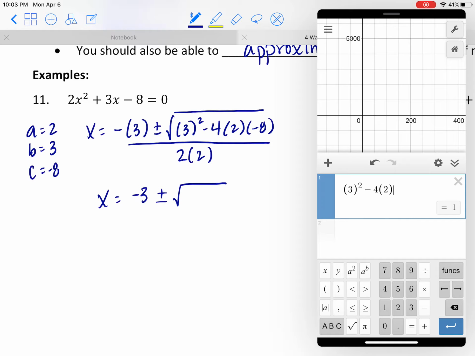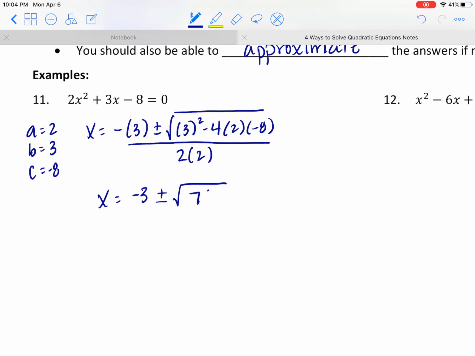So I'm not going to put the square root in the calculator, just the part underneath, the radicand. So 3 squared minus 4, parentheses 2, oops, how did I not get the 2 in there? And then negative 8. I could probably do some of that work in my head, I just don't want to risk making any mistakes. So it's 73 by a calculator. And then on the bottom, 2 times 2 makes a 4.